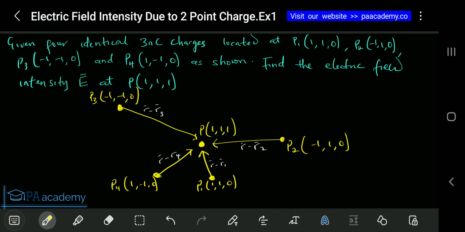It says, given four identical charges located at point P1, they gave the coordinates of P1, P2, P3, and P4 as shown. Find the electric field intensity E at point P. This question is quite self-explanatory if you really understand how to go about it, because apart from giving the question, they also gave a diagram illustrating what the question is asking. So you are asked to find the electric field intensity at point P. Now this is point P.